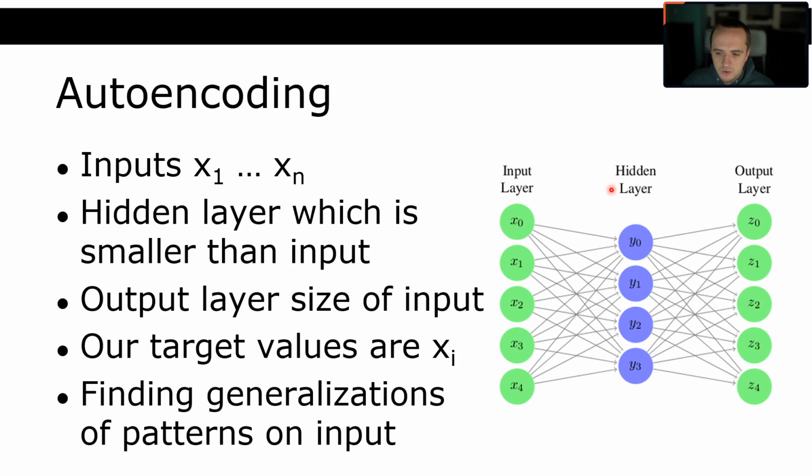Now, the key to an autoencoder is that the hidden layer is smaller than the input layer. The output layer is the size of the input. So how do we train this, okay? What we're trying to do is the following. We're trying to pass in, for example, an input image through a layer that's smaller than it, and then the output values that we want are the input values. And so the training is really easy because we're trying to get the output to match the input.